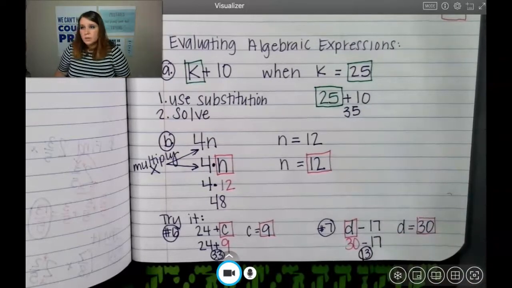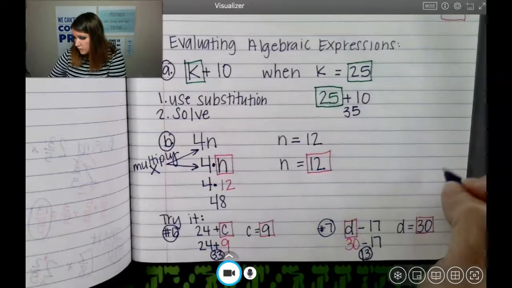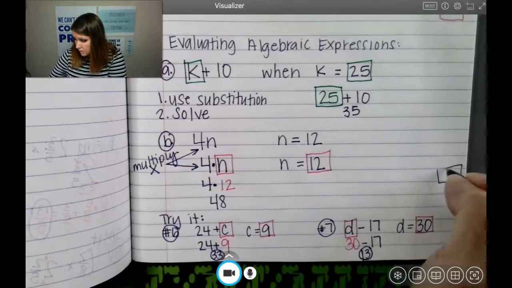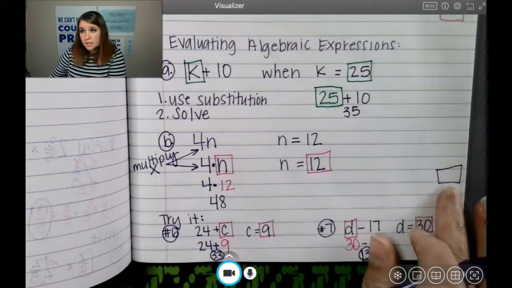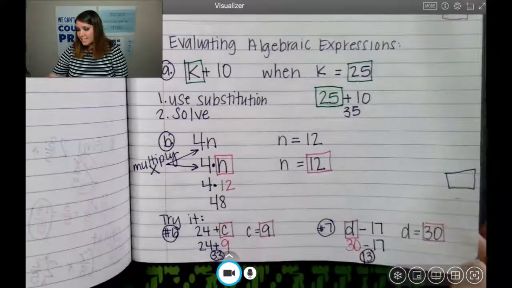Okay, how did you do? 13. Check your work off to the side in the little box. Tell me, check your understanding. That box is really bad. Good thing it doesn't need to be perfect, huh? All right, tell me your understanding.